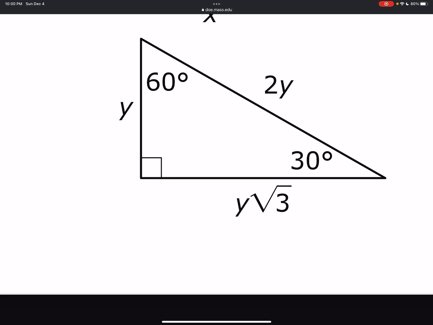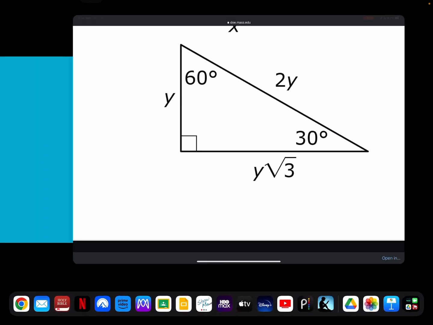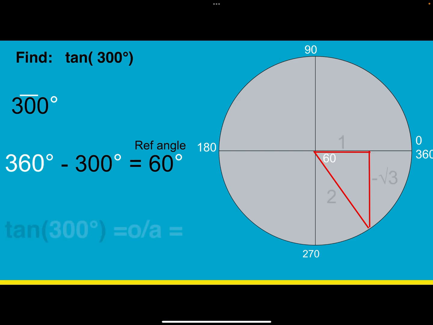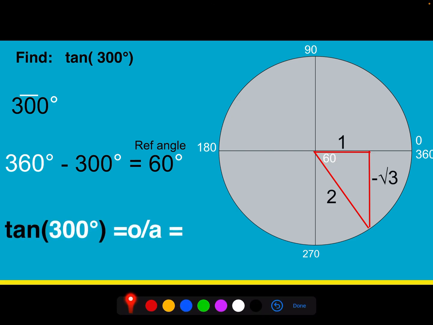I'm looking for opposite here. Across from 30 is y, so across from 30 is 1. Opposite of 60 is square root of 3, and opposite of 90 is going to be 2. So I'm going to use that and just label it. Across from the 60 is square root of 3, across from the 30 will be 1, and here's my right angle, that'd be 2.